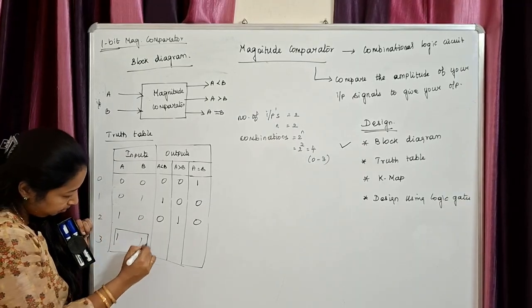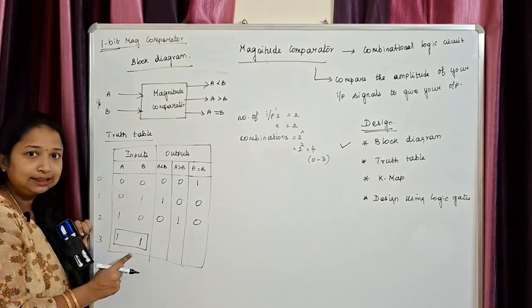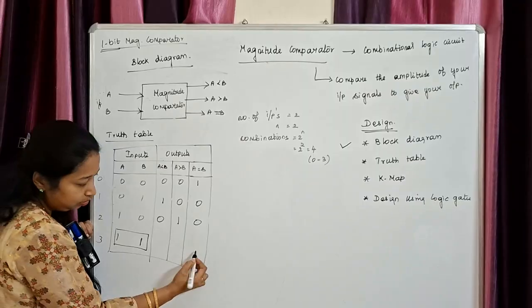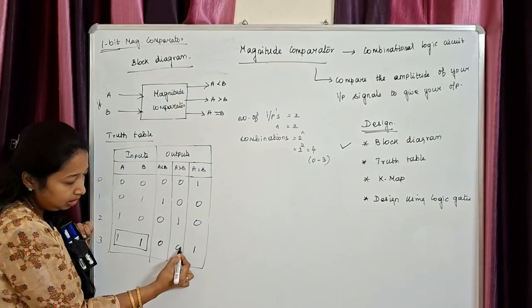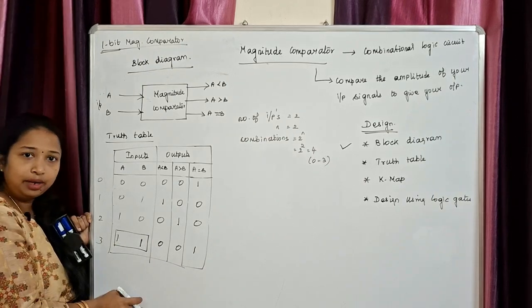For this particular combination, both are 1. So what do you observe from here? A is equal to B. So against A equal to B, you will mention 1 and on the remaining outputs, you are going to mention 0. Is it clear how to draw your truth table?